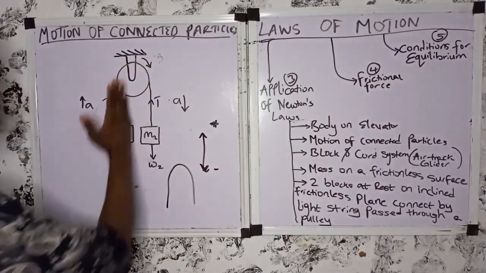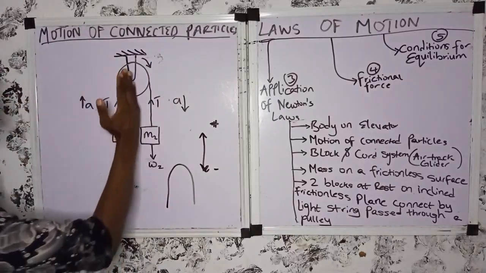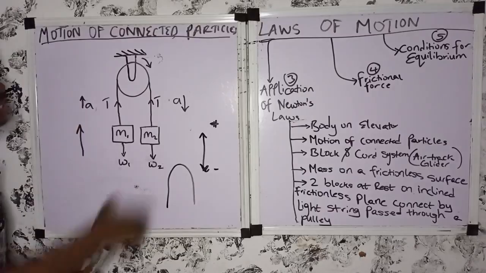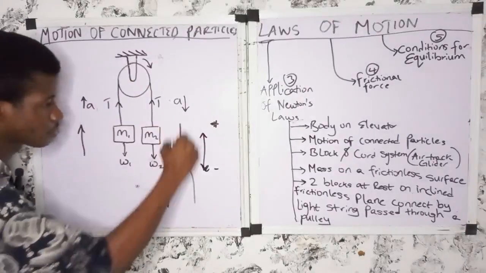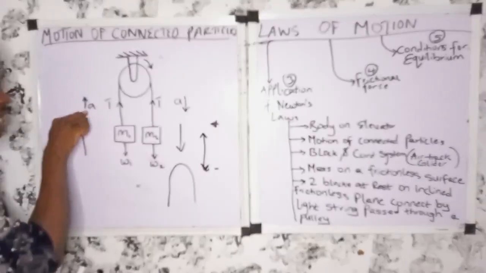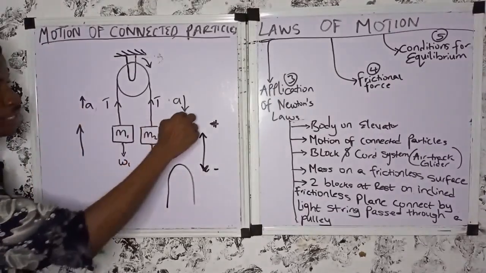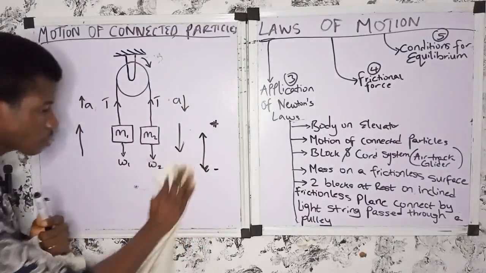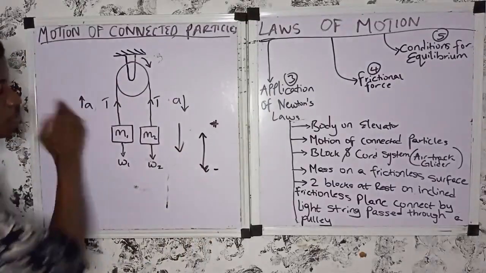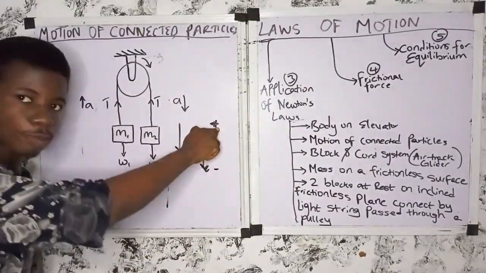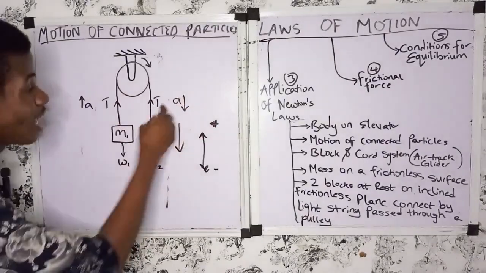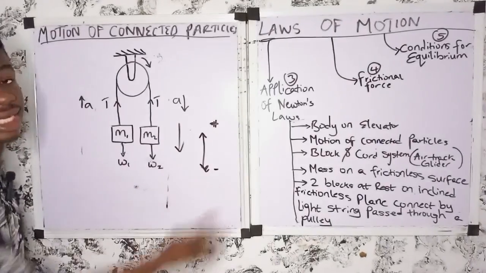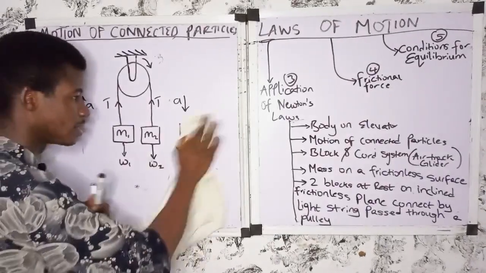In this scenario, if you look at this side, this part is moving upward, while this other part is moving downward. So let's continue. This side moving upward, the acceleration is positive, because going upward is positive. While this side moving downward, the acceleration is usually negative.